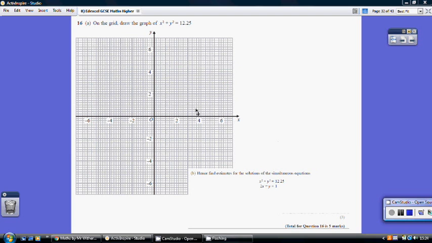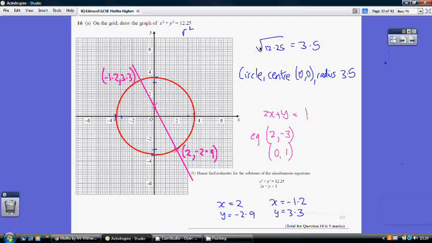Question 16. Now one of these where we have an x squared plus a y squared equaling something is the equation of a circle with centre 0, 0 and radius squared of 12.25. So 12.25 is the radius squared. If we square root 12.25, we get the radius of the circle, which is 3.5. So just get out a compass, put the pin on 0, set a radius of 3.5 and draw a nice circle for the part A answer.